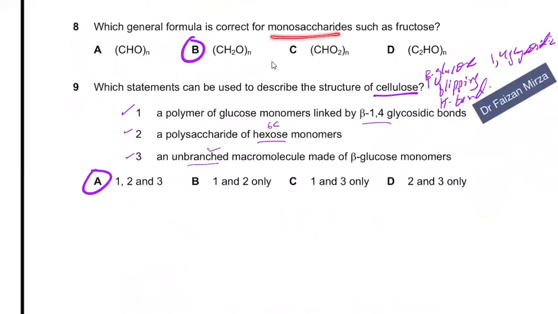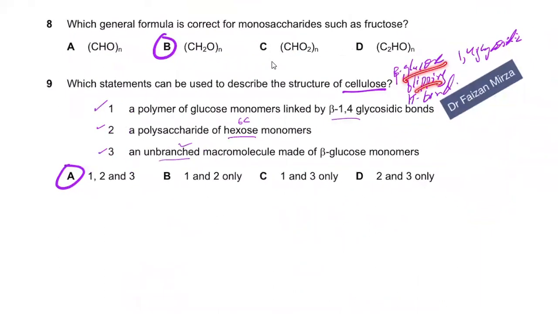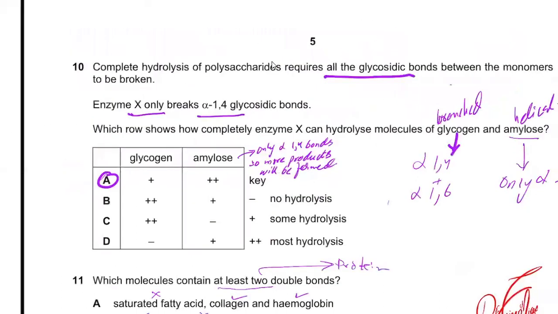What's the general formula of monosaccharides? That's a fact. It's CH2O taken n times. Which statement can be used to describe the structure of cellulose? Cellulose is beta glucose with hydrogen bonds and glycosidic bonds. Just recall all these. It's a polymer of glucose monomers linked by beta 1,4 glycosidic bonds. Yes, it's a polysaccharide of hexose sugar. Yes, hexose means 6 carbon. An unbranched molecule. Yes, it's an unbranched molecule of beta glucose monomers. So all three statements are correct.